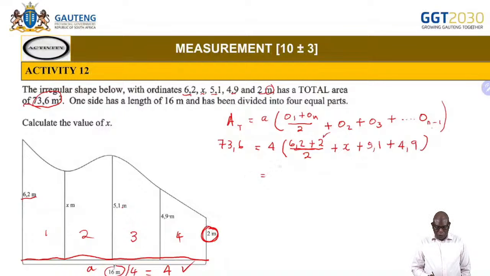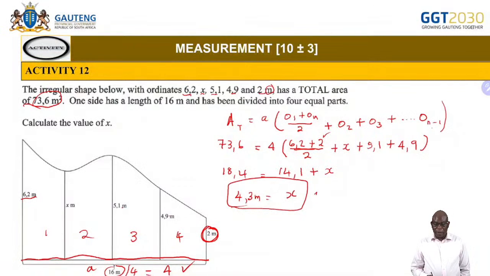Then we are going to divide both sides by 4. We get 18.4. And then inside there, I think we're going to have 14.1 plus the x. Then we can just transpose that. X will be equal to 4.3 meters. And that's how we get the final answer.